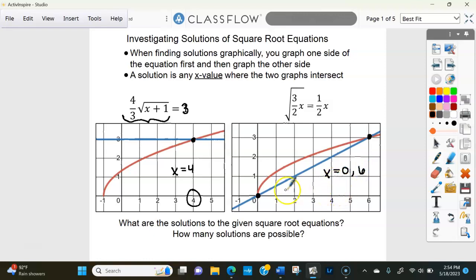Now, what does this mean? It is possible for us to have one solution. It's also possible for us to have 2 solutions. And even though it's not pictured, it is also possible to have no solution.